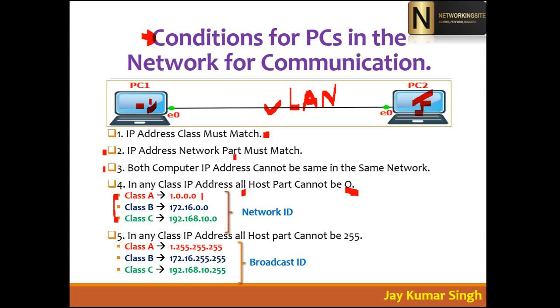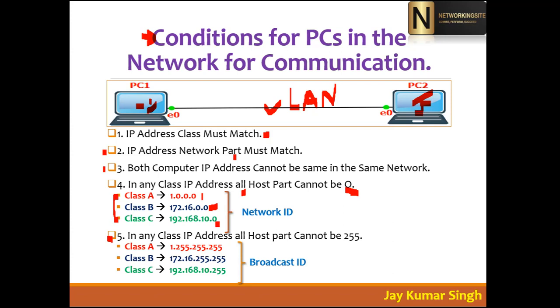In class B we have 2 network parts and 2 host parts, so your host part cannot be 0.0. Otherwise, that is not a correct IP address. This is your network ID. In class C we have 3 network parts and 1 host part, so the host part cannot be 0. That is not a correct IP address. It's an incorrect, invalid IP address.